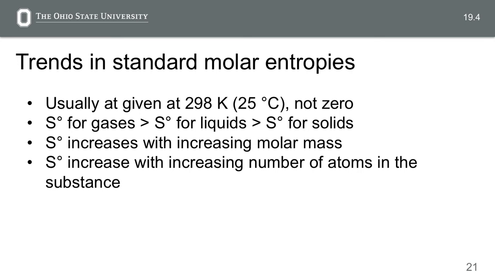So we can notice a few trends when we're looking at molar entropies. When you're looking at these entropies in a table, they're usually given at 298 Kelvin or 25 degrees Celsius, not at 0, because they're much more interesting and usable at 25 degrees Celsius. You'll also notice for a particular substance, just like we saw previously, that the entropy for gases is greater than that for liquids, which is greater than that for solids. The other thing to note is that as the molar mass increases, the entropy increases. Why might that be?